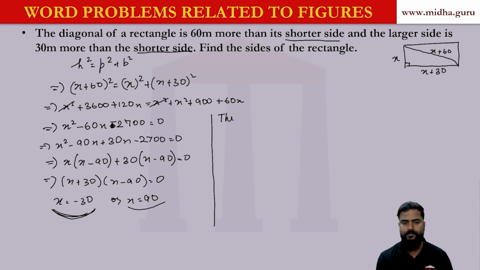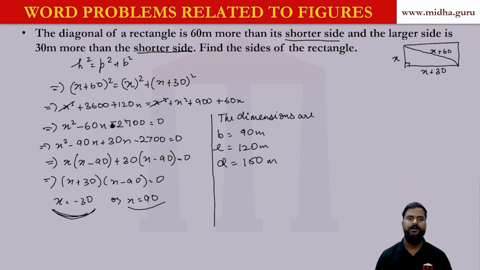So we will say the dimensions are: since breadth was x, it is 90 meters. The length was x plus 30, so we'll say 120 meters. And the diagonal, which was x plus 60, will be 150 meters. So this is how we form equations and solve them from problems based on geometric figures.